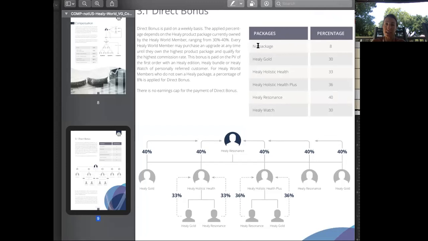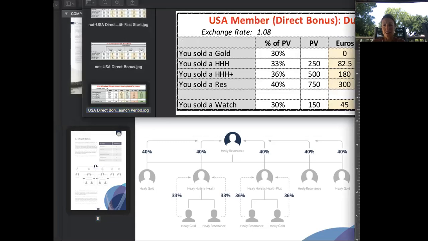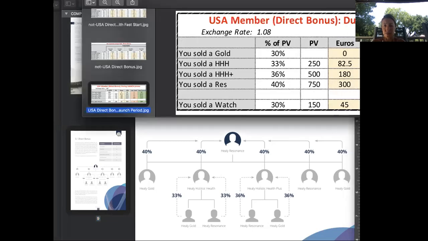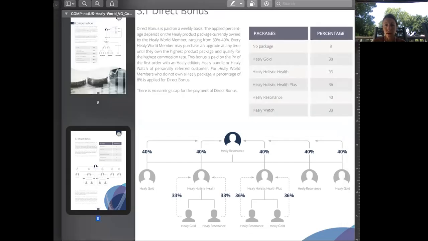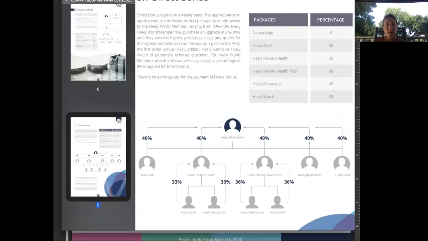And note in this case, if you have no package, because again, you are able to make direct bonus without having purchased initially. Again, another amazing thing the company offers, and that's further explained in Fast Start. Then you would earn 8% of whatever the PV is of what was sold. So let's look at that in a little bit easier way on the spreadsheet that I made. Okay, let's pull that back up.